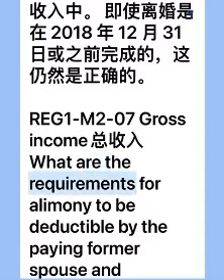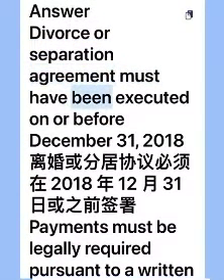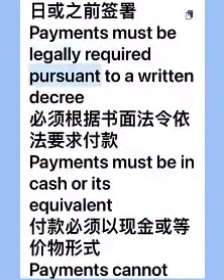Reg 1 M2-07 Gross income. What are the requirements for alimony to be deductible by the paying former spouse and includable by the recipient? Answer. Divorce or separation agreement must have been executed on or before the 31st of December, 2018. Payments must be legally required pursuant to a written decree.